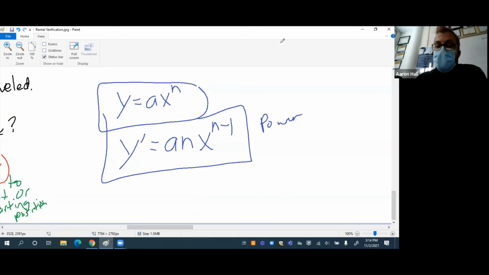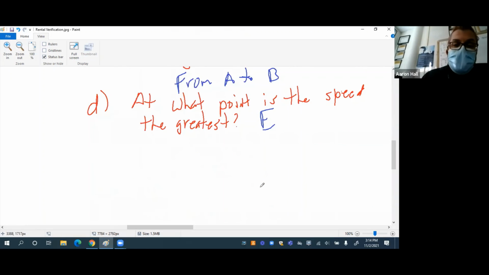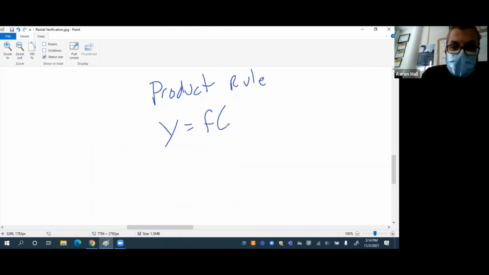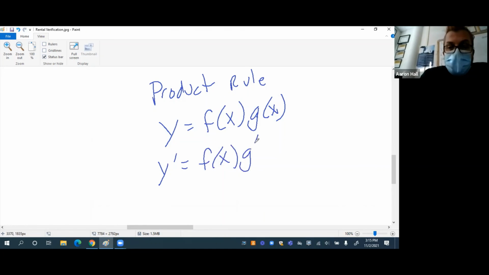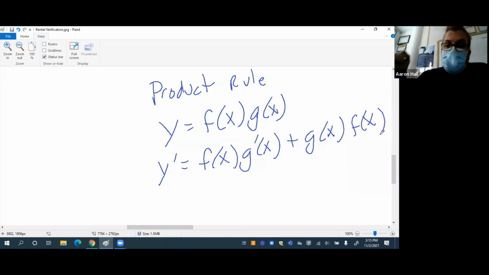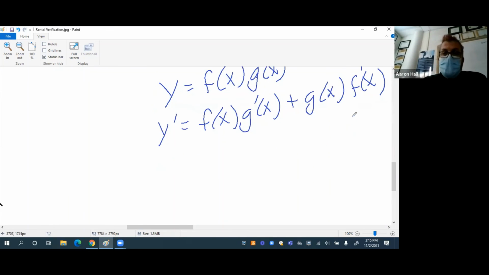You will also need to remember your product rule. What is the product rule? If I have y equals f of x times g of x, two functions that we're multiplying together, then the product rule is what? Correct. F of x times the derivative of g of x plus g of x times the derivative of f of x.